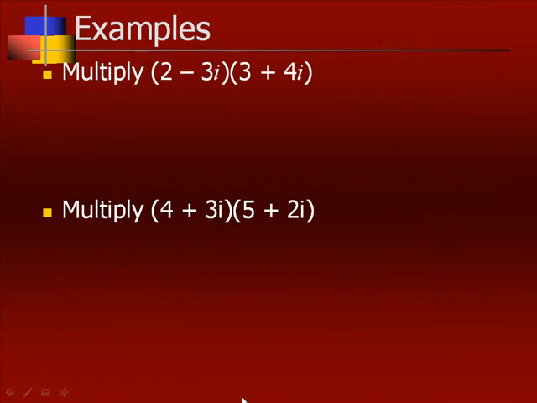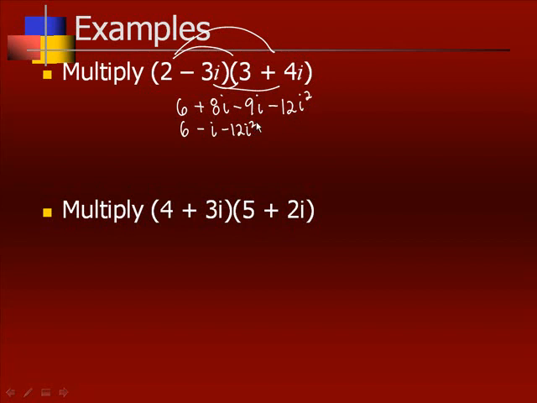Okay, multiplying complex numbers is just like multiplying binomials. FOIL it out. First, 2 times 3 is 6. Outer, 2 times 4i would be a positive 8i. Inner, -3 times 3i would be -9i. And then the last two, -3i times 4i would be -12i squared. Now, combining like terms, positive 8i minus 9i would be -1i, minus 12i squared.